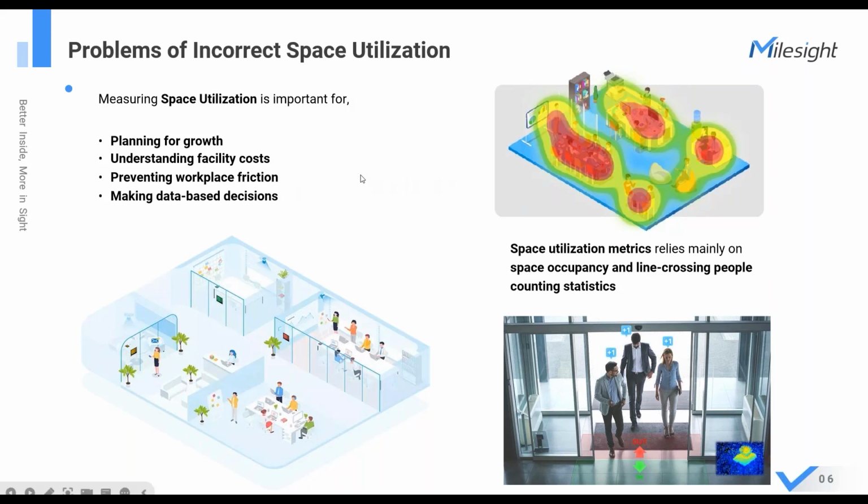So you're planning for some growth, understanding the facility costs, preventing workplace friction, and making some data-based decisions. Space utilization metrics rely mainly on space occupancy and line-crossing people counting statistics, because those are all for improved strategic decision making, identification of opportunities for cost reduction, simplified space planning, and further analysis. Let me explain to you.